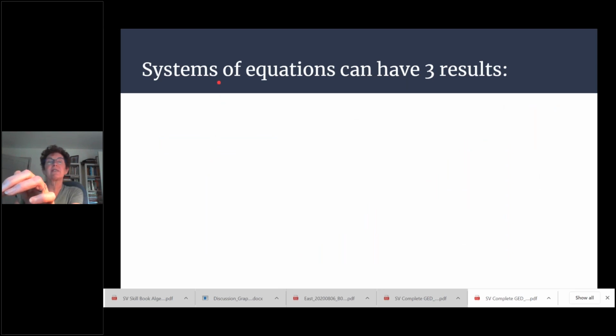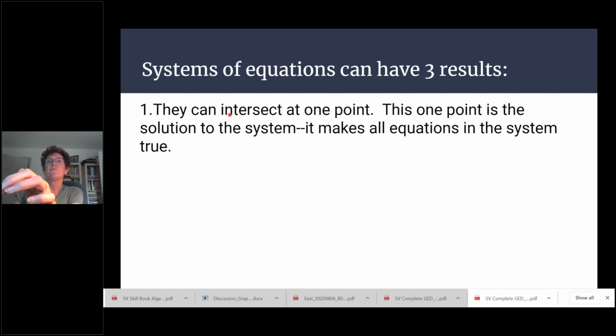So systems of equations can have 3 results. They can intersect at one point, which is what we did in the first few situations. We were looking for the one solution that makes both of these equations true. I'm looking for where my costs are equal, or when have they made the same number of masks. And many times we're just looking for that one point.